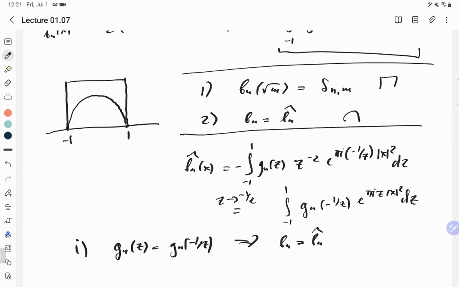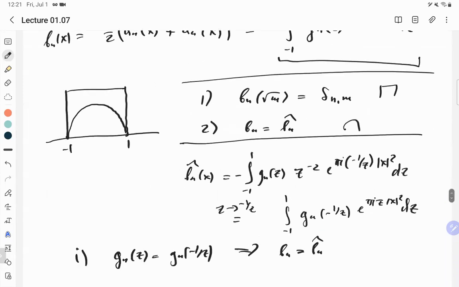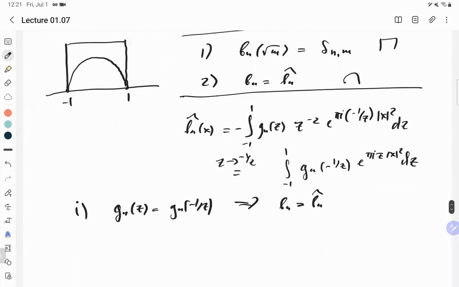So the Bn's are now the Fourier coefficients of the G, or no? So Bn is this kind of finite integral transform of G. And then we'll write 2 properties for G, which actually will tell us that G is a modular form, like a weakly holomorphic modular form.